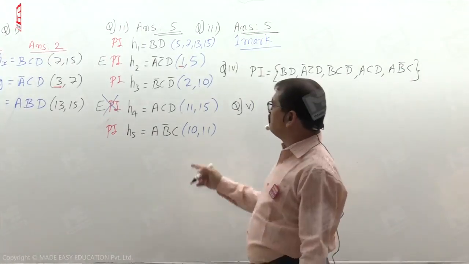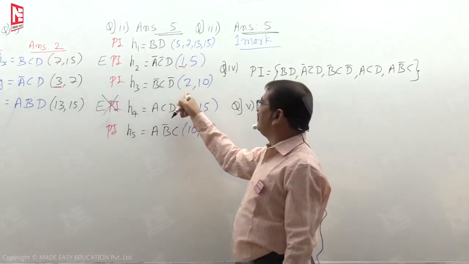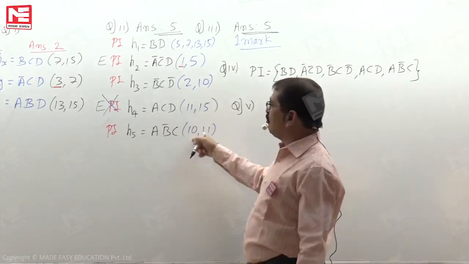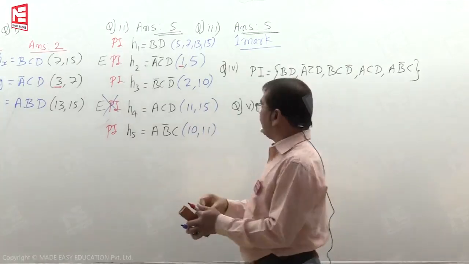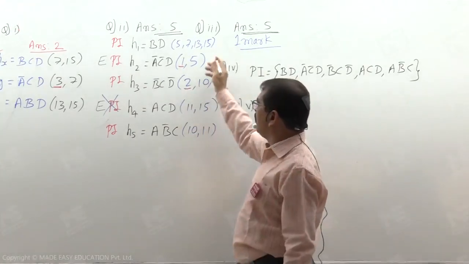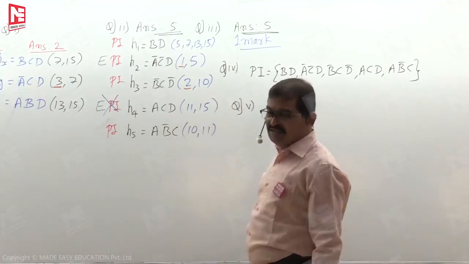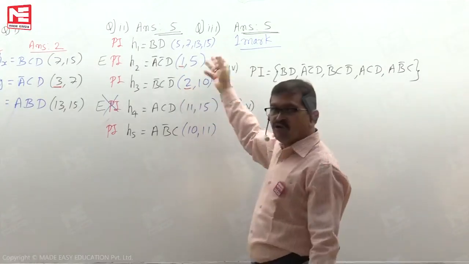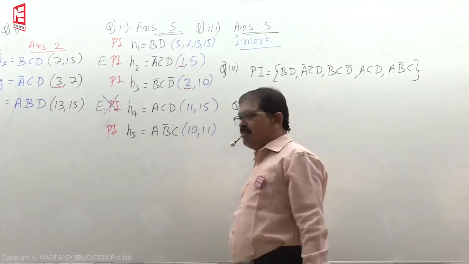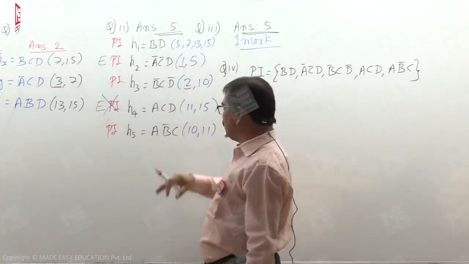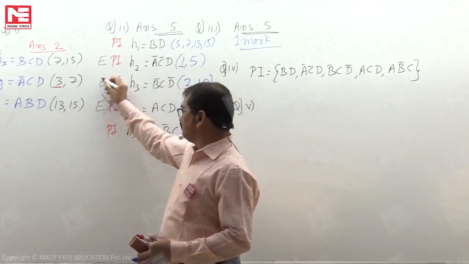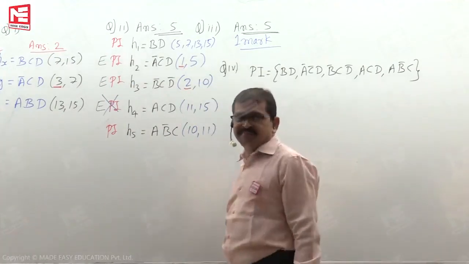Similarly, for H3, if we check, minterm 10 is covered by more than one prime implicant, but minterm 2 is not covered by any other subcube. Minterm 2 is not present in any other subcube. It means it is not covered by any other prime implicant. Hence, as far as the coverage of minterm 2 is concerned, H3 becomes an EPI.